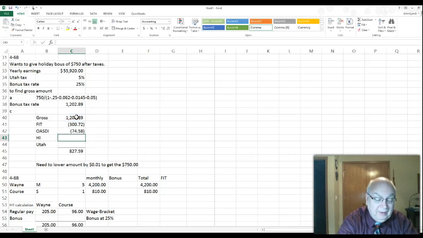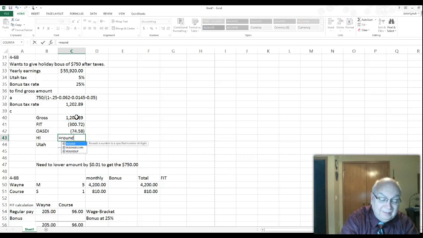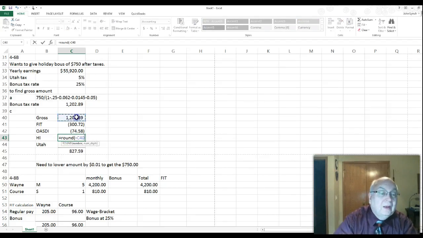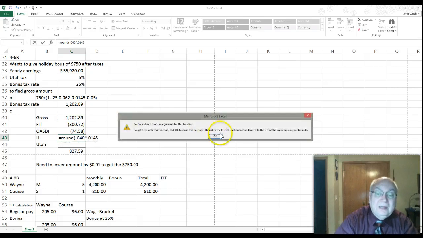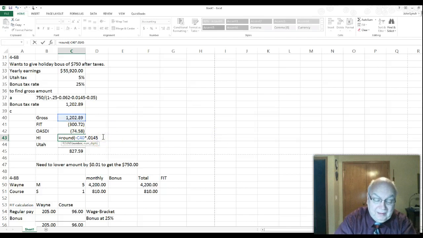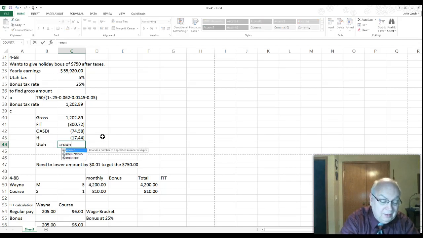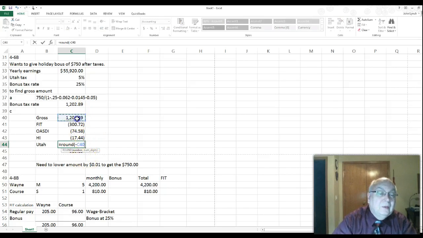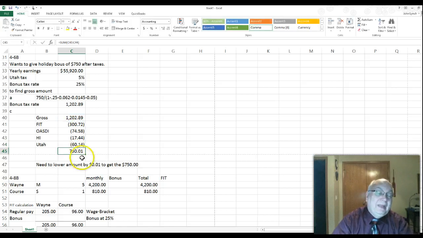Okay, and then we have equal round for the HI times 0.0145, comma 2. Okay. And then we have the Utah tax, negative, that was 0.05. Okay. And notice we're off a penny. Okay, and that's why you check it.